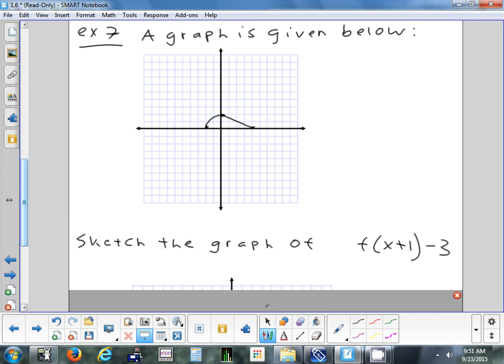Okay, start with plus 1. Anybody tell me what that plus 1 is going to do? Yeah, that's going to shift left 1. And how about the minus 3? Down 3. This isn't a parabola, but it doesn't matter. I said you can do this on any function you want. It doesn't matter what the shape is.